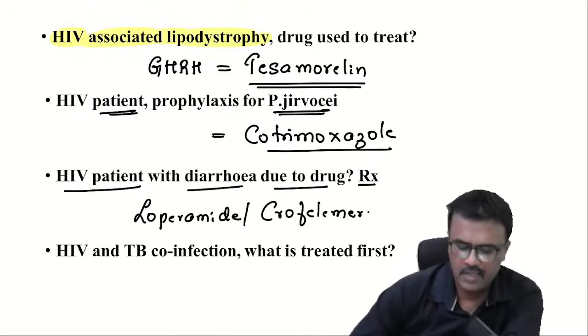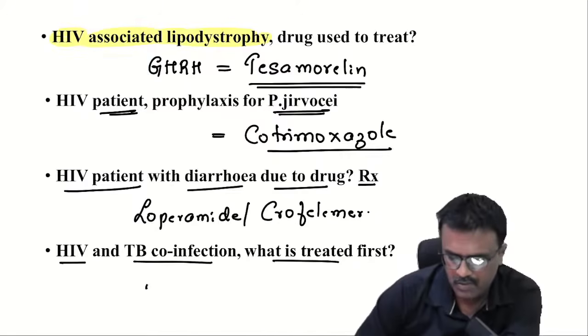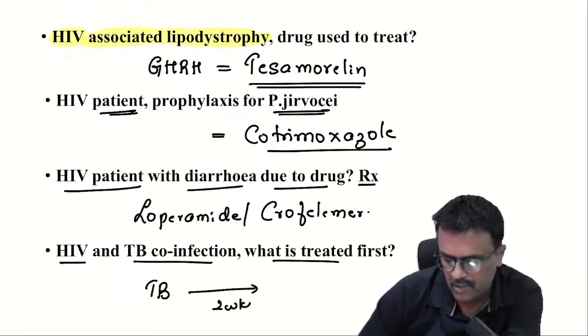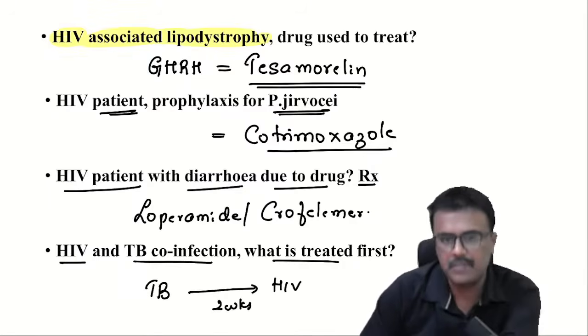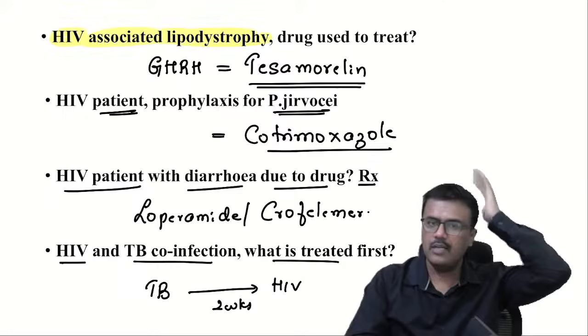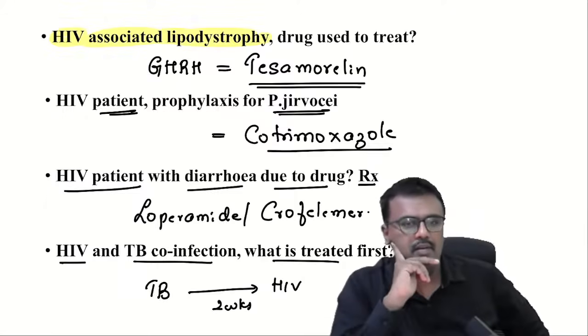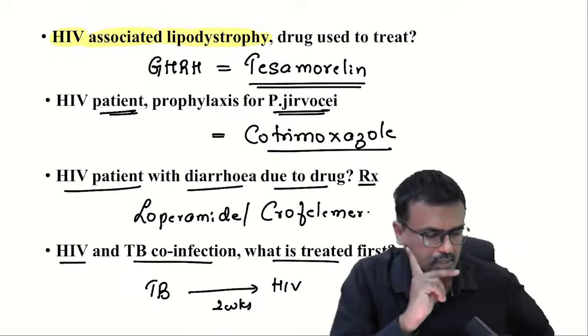Suppose a patient has HIV and TB co-infection, what is treated first? First you have to treat TB. After 2 weeks, you start treating HIV. Why? Because if I treat HIV first, there is immune reconstitution inflammatory syndrome, and that will affect the patient. So this is the application part.